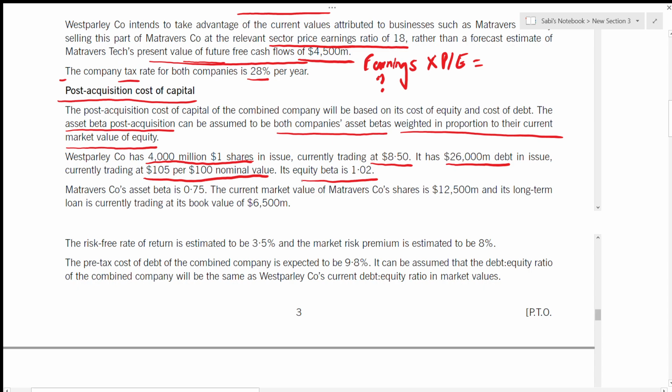Equity beta has been given so that you can calculate the asset beta. Whenever, you will be given either one. Either the asset beta will be given to you so that you find the equity beta, or the equity beta will be given to you to find the asset beta. So you will be given one of them and you have to know how to find. And the Matt Travis company's asset beta is 0.75. Very important. You need the asset beta of both the companies. You already have one company, the other one you have to calculate. Westpale's asset beta you have to calculate because you have been given the equity beta of Westpale.